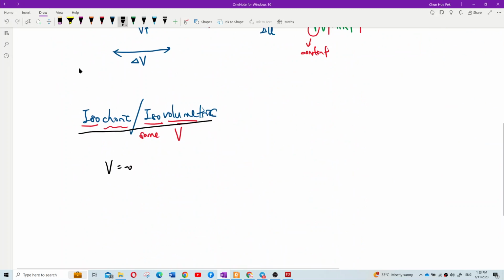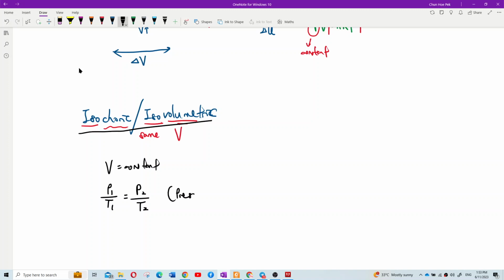Volume is constant, class. So when volume is constant, that means what can change? Only the pressure and temperature can change. This is what we call what law? Pressure law.